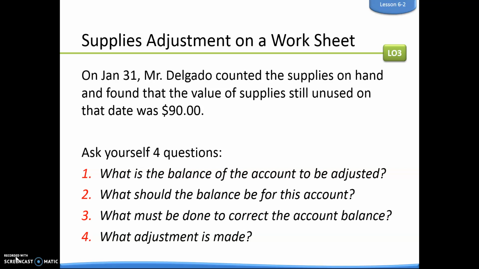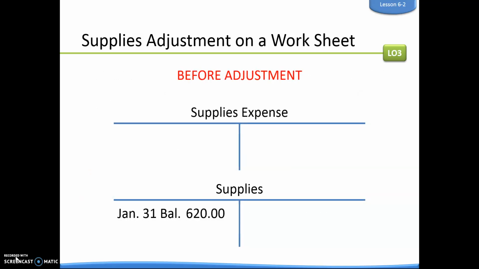One, what is the balance of the account that needs to be adjusted? What should the balance be for this account? What must be done to correct the account balance? And then what is the adjustment that needs to be made? So let's look at how we do that.